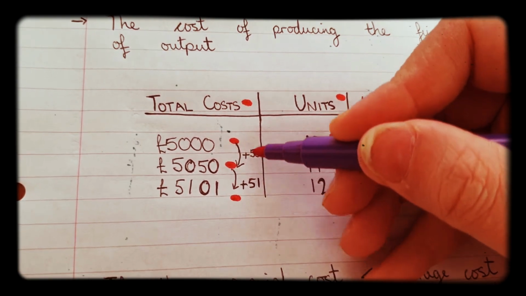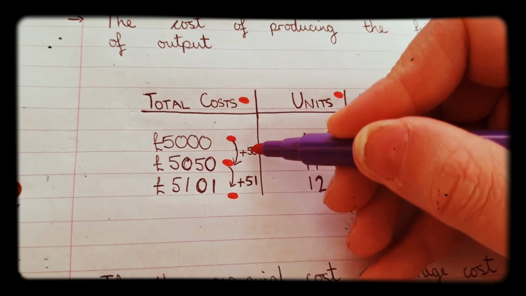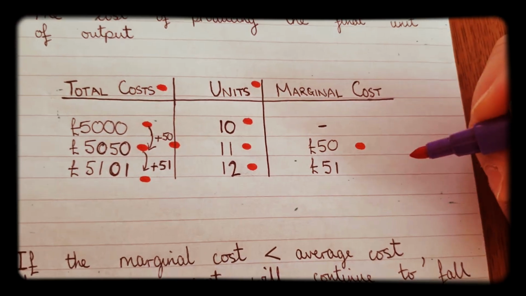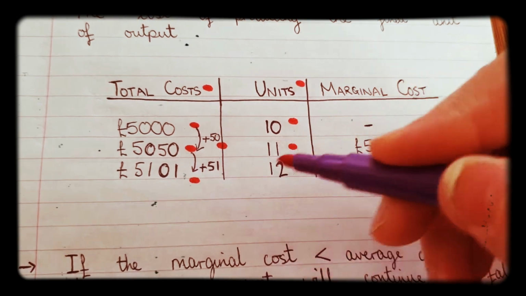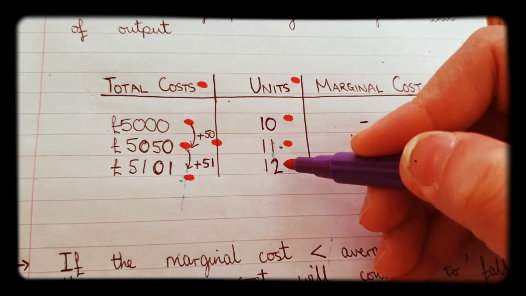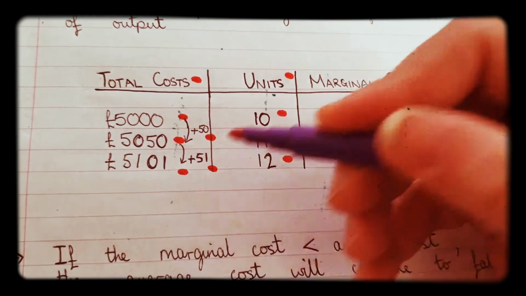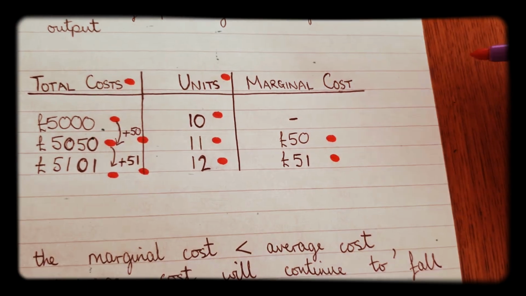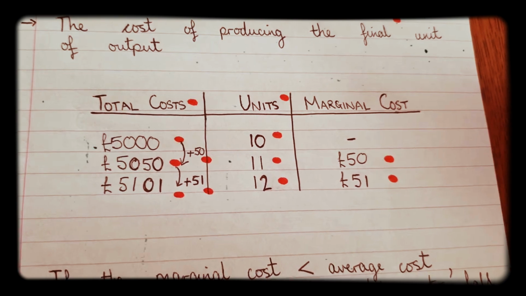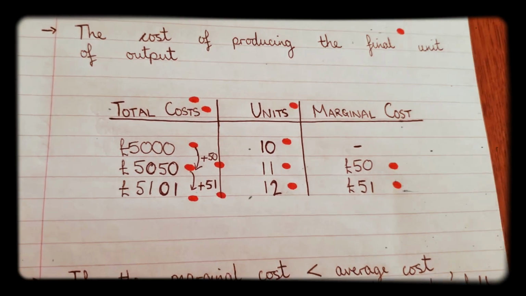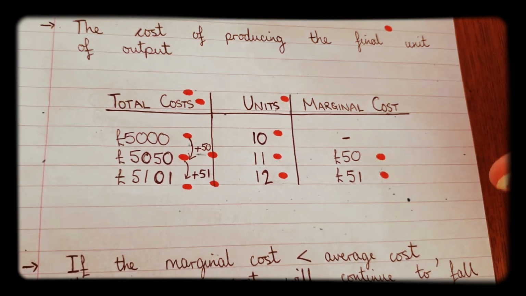So the change in total cost in the first instance was 50, so the marginal cost was 50. In the second instance, when we raised the output level to 12 units by 1 more unit, it went up by 51. So the marginal cost was 51. And that's how you work out the marginal cost. You must have a knowledge of what total costs are to be able to work that out.